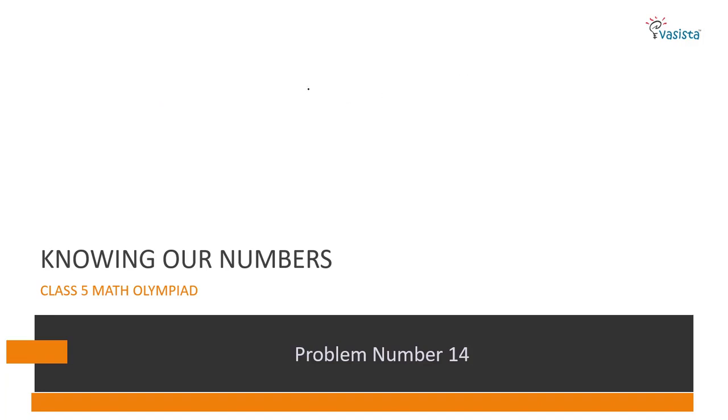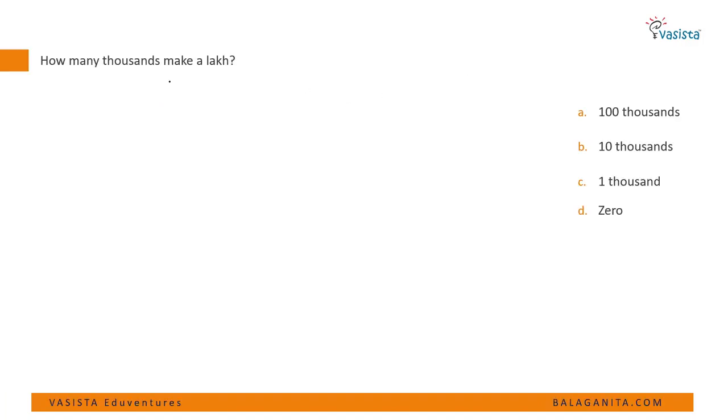This is problem number 14. Let me solve here. How many thousands make a lakh? Right. So let us go with this. 1 lakh. So how are you going to write? Unit, 10, 100, 1000, 10,000 and lakh. This is going to be 1 lakh.